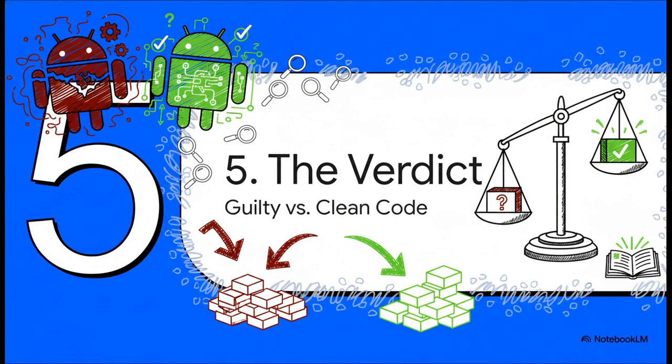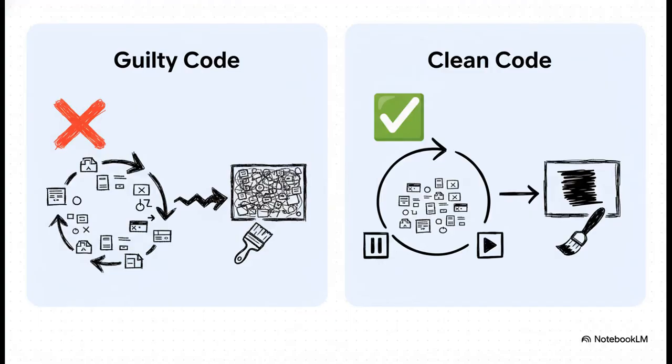And now for the moment of truth. Let's look at the verdict. We're going to put the original guilty code right next to our new clean code and see the undeniable proof of this change. On the left, you see the offender, that loop with the progress bar and caption updates inside, just hammering the UI with repaint requests.